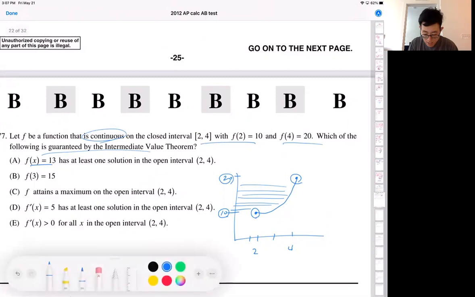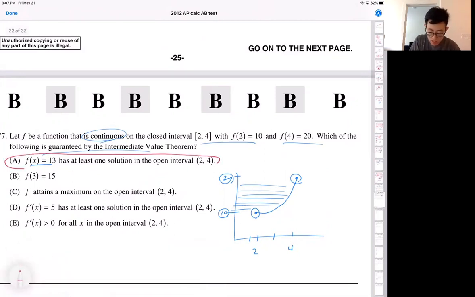the open interval, this actually is the correct answer because there's got to be somewhere in between 2 and 4 that gives you a positive 13 as one of your solutions. Like it could be here, it could be here. It's got to be somewhere within that open interval. F of 3 is 15. Now, F of 2 could be 15. Who cares about what the second value is?